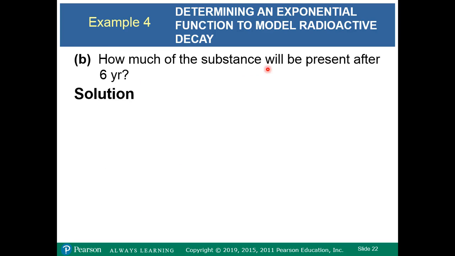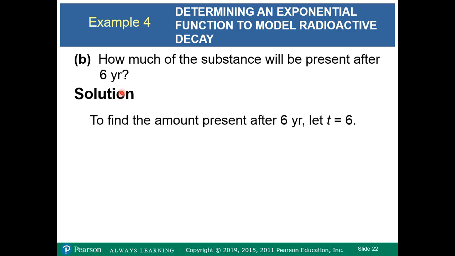So now, how much of the substance will be present after 6 years? Okay, now we've got the function, so all we have to do is let t equal 6 years. We plug in 6, and we find that y is 150, so we'll have approximately 150 grams after 6 years. Okay, so that makes sense, because after 3 years we had half, and then after another 3 years, we have half of that.